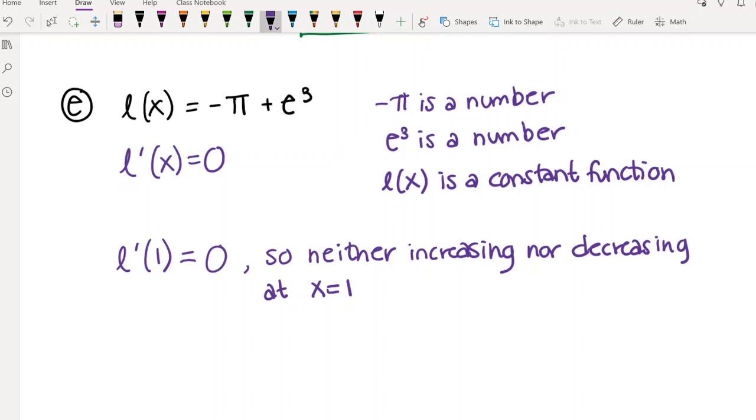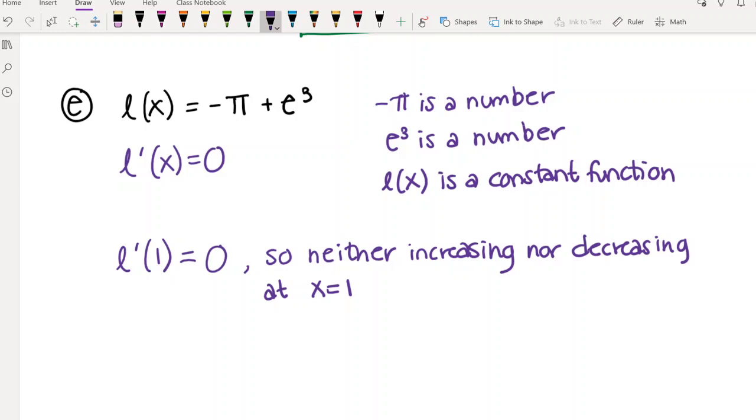So again, just be aware that when you see e, make sure that it's e to the x. If you think you have to take the derivative, it should have an x in it. If there's no x, or whatever the variable is in that question, then it's not a function of x. It's just a constant number.